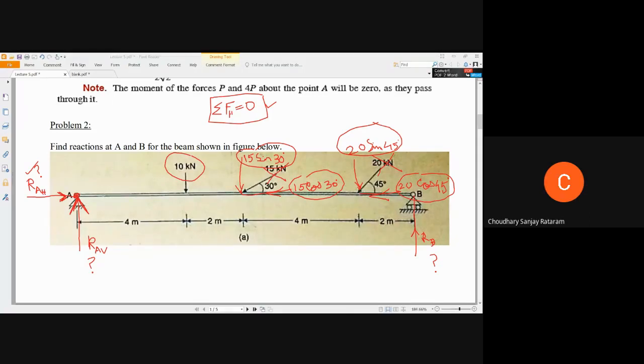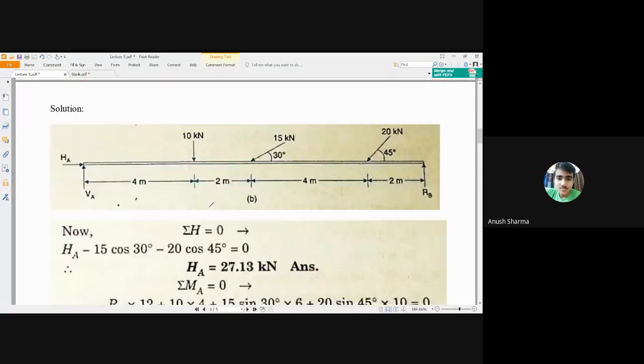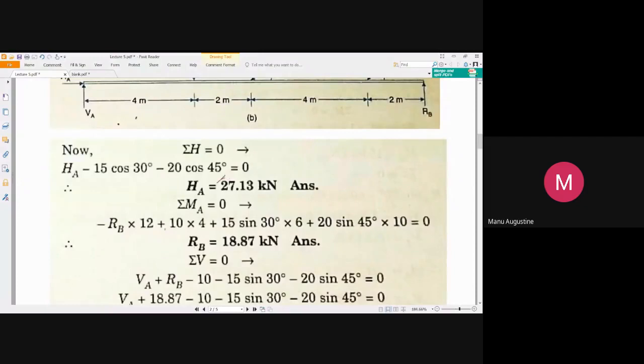Sir, 27.132. Yes, sir. 27.16. Very good. The horizontal component is 27.13. If you are getting 27.16 and all, that approximation is acceptable. So this is the correct answer.